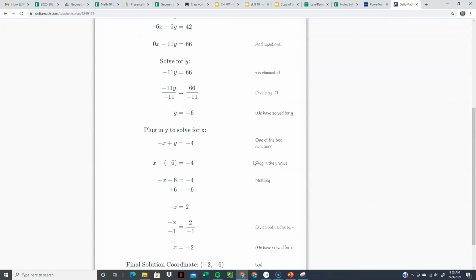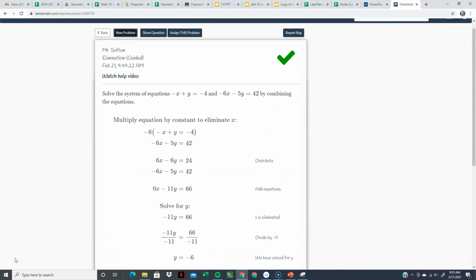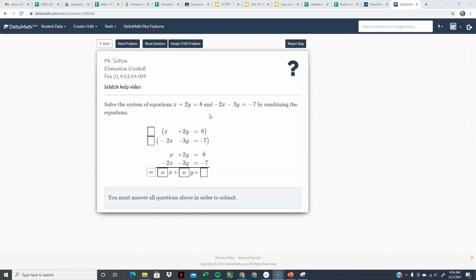All right, this one's interesting. I'm looking at it, trying to decide what I want to eliminate. If I want to eliminate the x, we have x up here and -2x down here. So what I would want is for this to be a positive 2x. So I'd have to multiply the top equation by 2. Notice now we have 2x minus 2x, which gives us 0x. And then our y's. So it's pretty easy to eliminate the x.